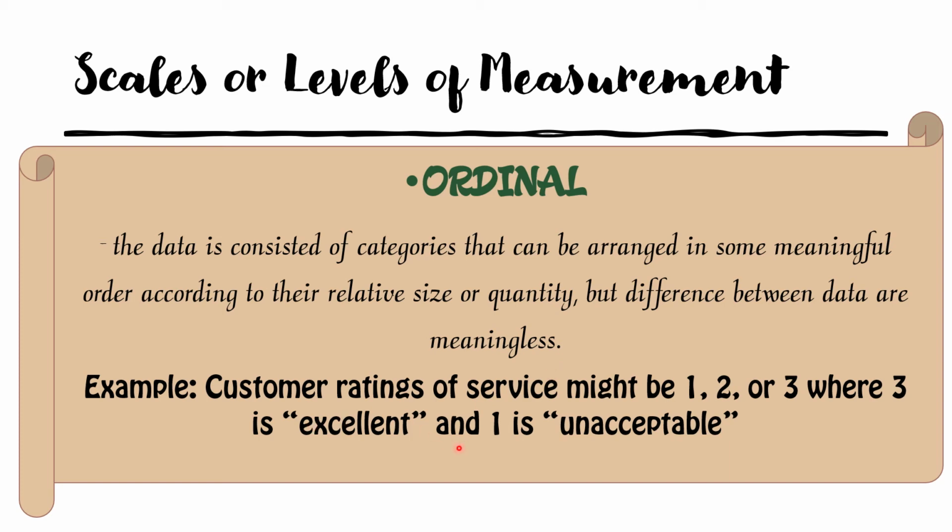Example: customer ratings of service might be 1, 2, or 3, where 3 is excellent and 1 is unacceptable. As you can see, each number has its own description, and each description can be arranged accordingly. So 1 is unacceptable and 3 is excellent. 1 is the lowest and 3 is the highest. So we can arrange them; there is an order. So it's ordinal scale. It talks about categories which can be arranged accordingly.